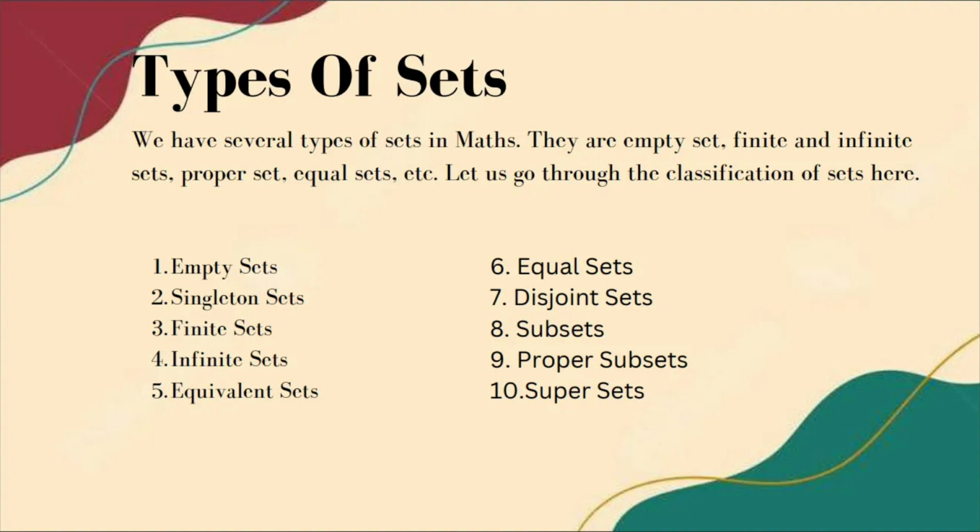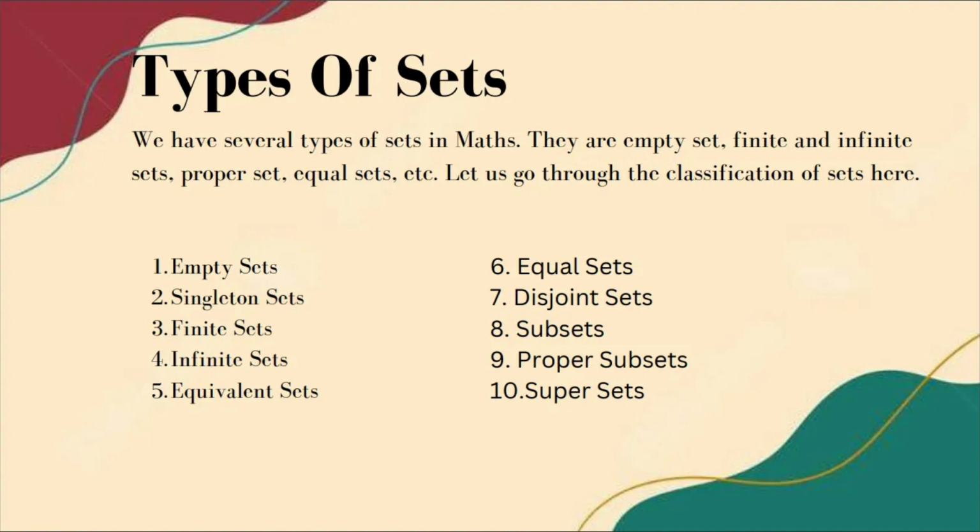Superset is a set that has a bigger set of elements than the other one. For example, set A has 1, 2, 3, 4, and set B has 1, 2, and 3. Set A is a superset of B because set A has more elements than set B.